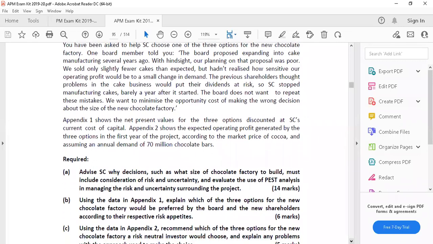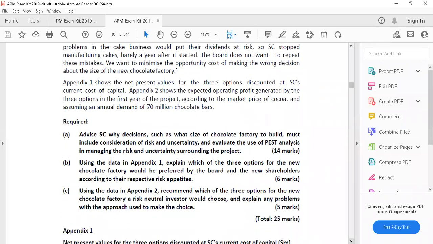The questions are first, advise SC why decisions such as what size of chocolate factory to build must include considerations of risk and uncertainty, and evaluate the use of PEST analysis in managing the risk and uncertainty surrounding the project. Second one talks about the risk appetite of the investor. So let's take this question to the Excel file, and then from there we will identify what are the points about each one, and then answer the question.